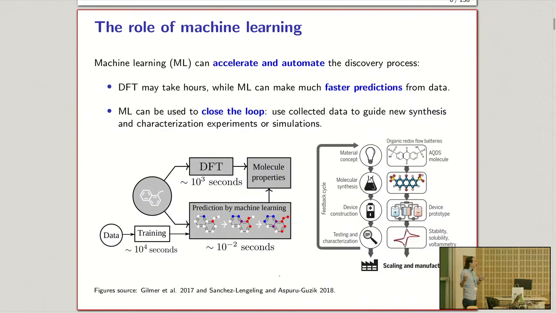You collect some data. Maybe initially you choose randomly what molecules to try, or maybe based on some expert intuition. Then you fit some predictive model to that data. And then based on the predictions of that model, you decide what data points to collect next, what molecules you should collect data for next, so that you find new molecules with useful properties fast.